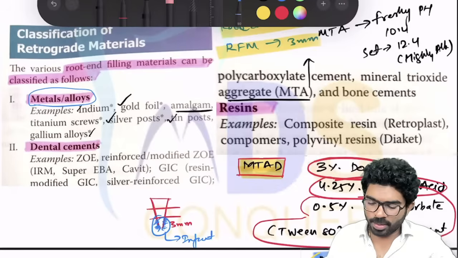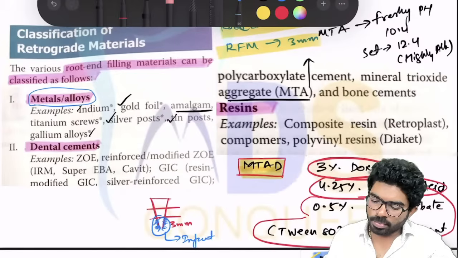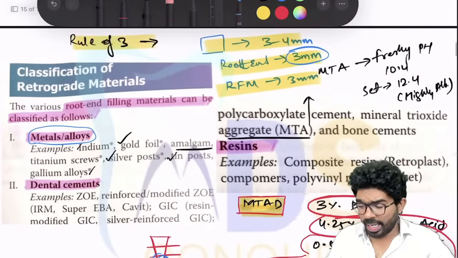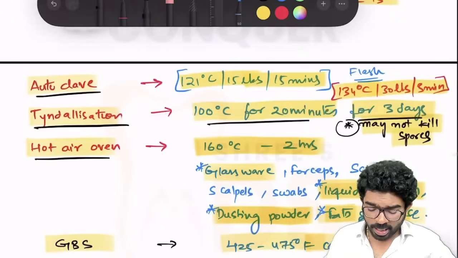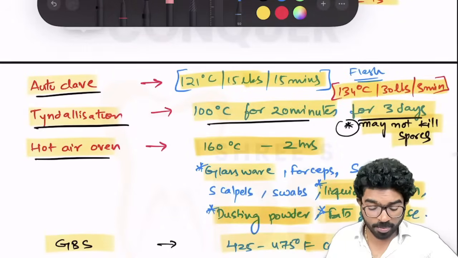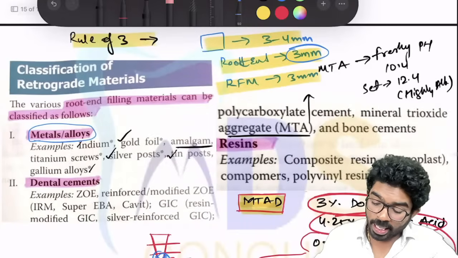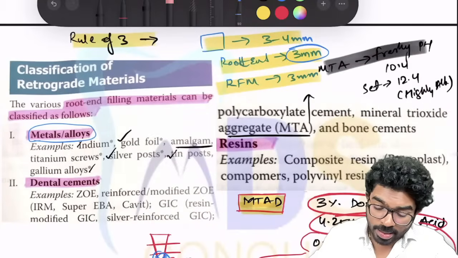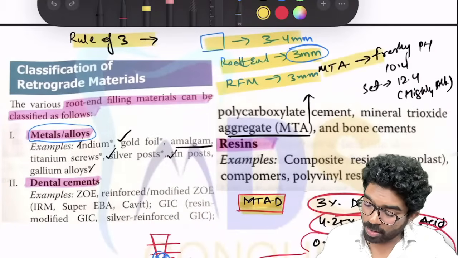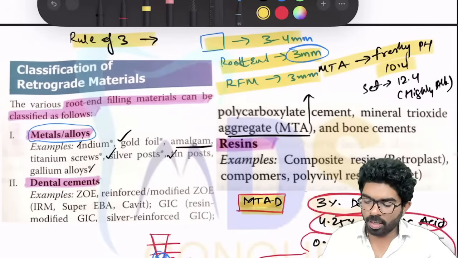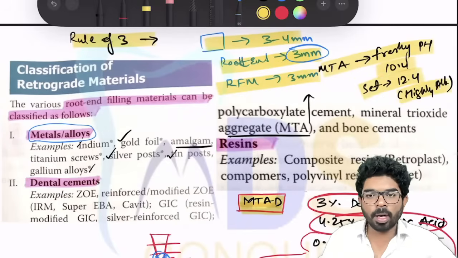I'm using MTA. Very important, again an INICET question about MTA. They can ask you what is the initial setting time of MTA. The pH of freshly prepared MTA is 10.4 and completely set MTA is 12.4.